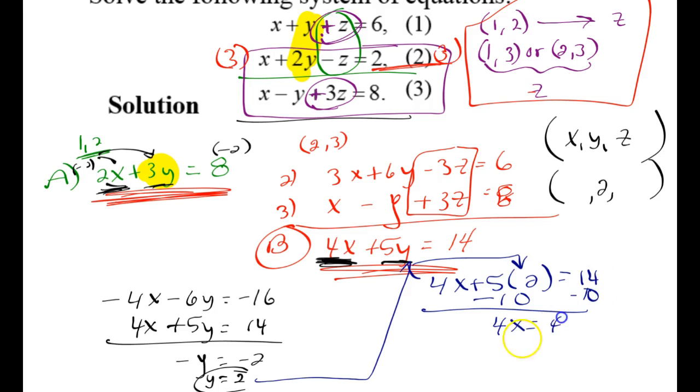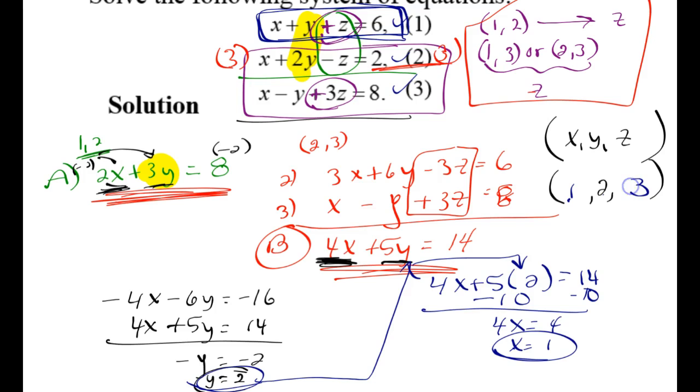4x is equal to 4, so x equals 1. And then I'll take this x equals 1 and y equals 2, both of my information, and I need to either go back to the original equations, 1, 2, or 3. And 1 looks pretty simple because I know that the sum is 6. So I know 1 plus 2 is 3, so this has to be a 3 in order to get to the 6. But it doesn't really matter if you go back to lines 1, 2, or 3.